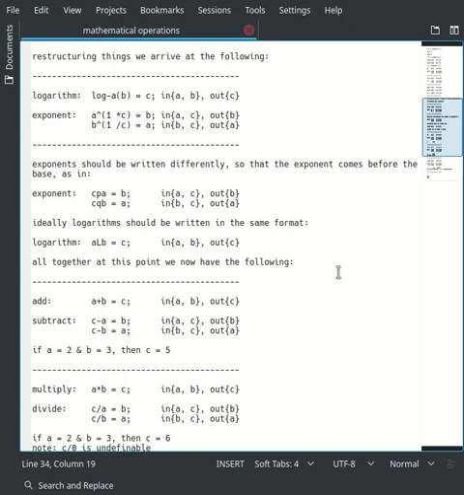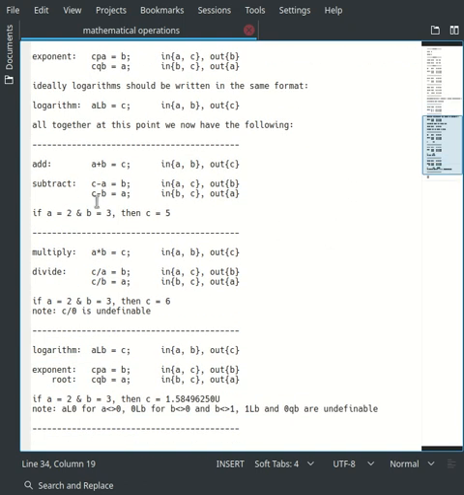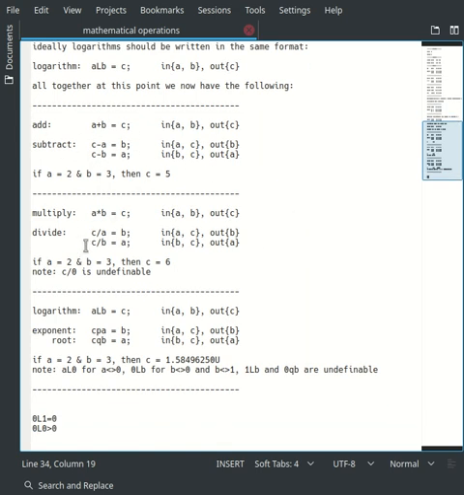Right. Altogether at this point we have the following. So addition looks like this. So for example, if A is 2 and B is 3, then C is 5, and that's true across the board for all of these. Now with multiplication and division we get this, and it looks very much the same. It has the same basic format. And then there's just a few caveats, right? If A is 2 and B is 3, then C is 6. So the main caveat here is that C on 0 is undefinable, so you can't have A or B be 0 and get everything to work out.